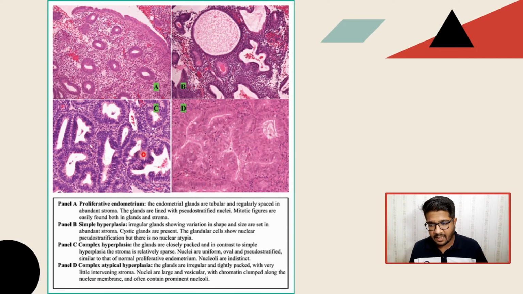And then we have the complex hyperplasia over here. They are closely packed, and the stroma is very little. Correct? There is stroma present in the simple hyperplasia. In complex, it is very little as compared to simple hyperplasia. In complex hyperplasia, the glands are first of all irregular, tightly packed with very little stroma. The nuclei are large. You can't see the nuclei over here. But this is the histological picture of endometrial hyperplasia and its types.